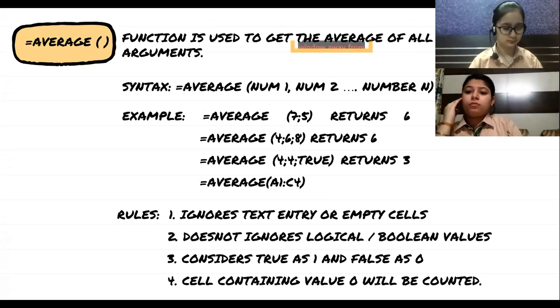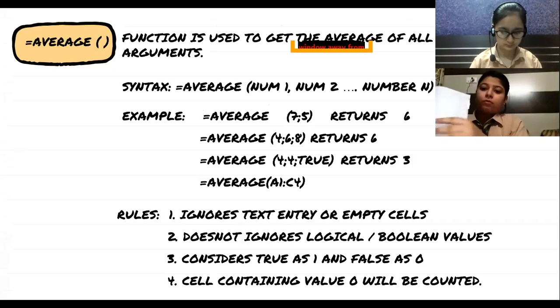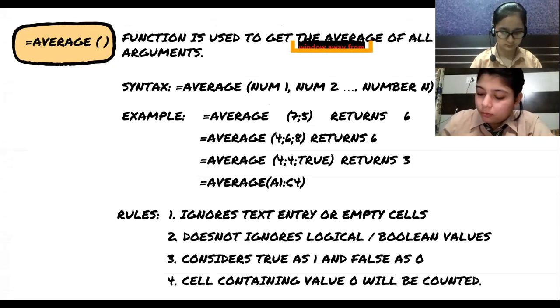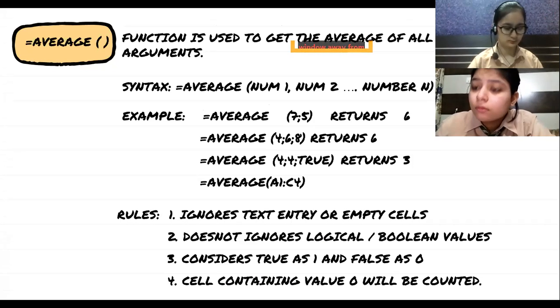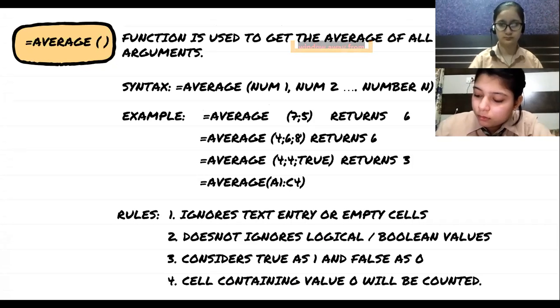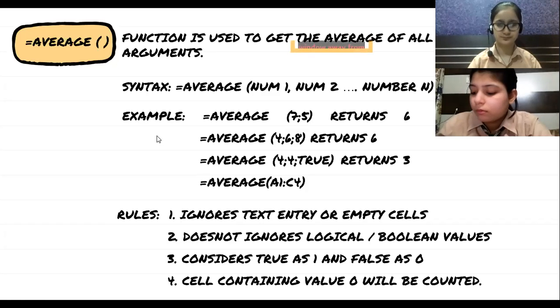For example, एक cell में मेरी value है 5, the next cell is having a 0, the next cell is having a 1. So what will be the answer? Calculate 5 plus 0 plus 1. So 0 will be counted as a cell here. Clear? So 5 plus 0, 5 plus 1, 6 divided by 3. Number of cells are 3. So we are getting the value 2. Clear? Everyone?